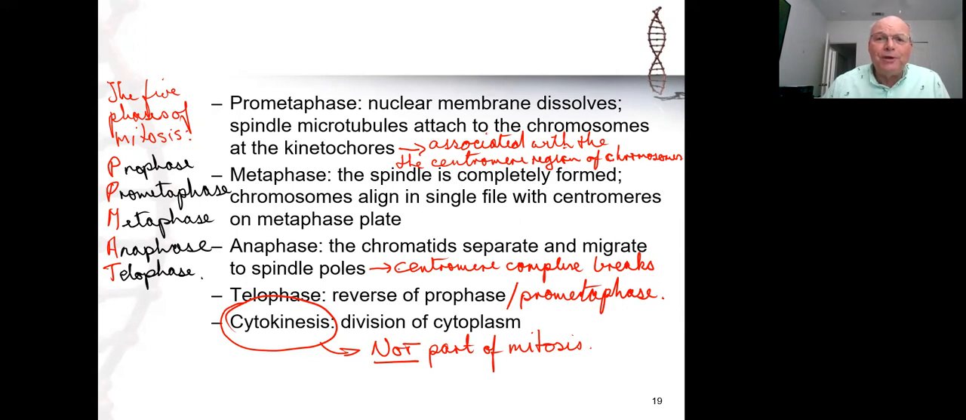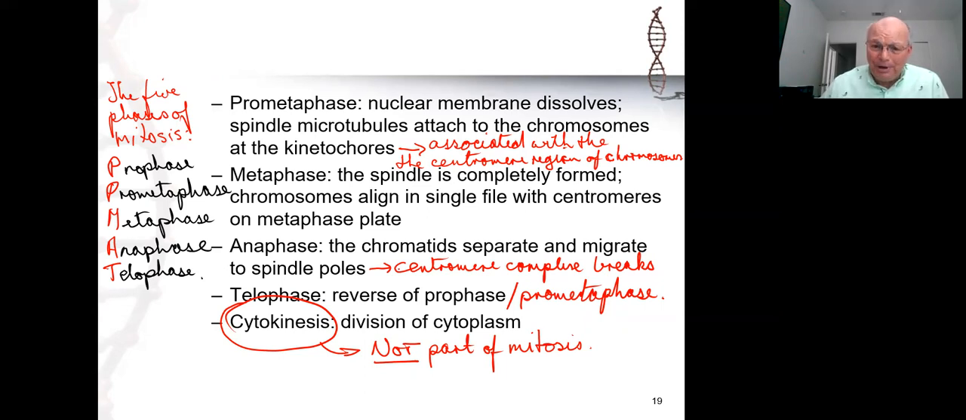During prophase and prometaphase, the spindle formed up. In telophase, the spindle breaks down and disappears. So everything that went on in prophase and prometaphase is reversed in telophase. At the same time, and very typically in parallel, cytokinesis begins, which is the actual division of the cytoplasm.